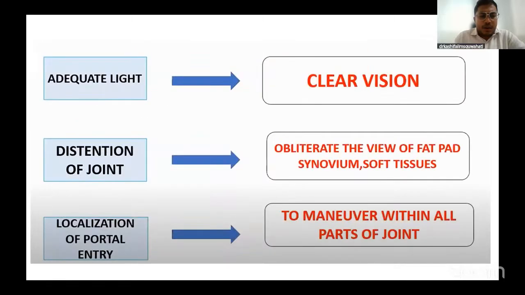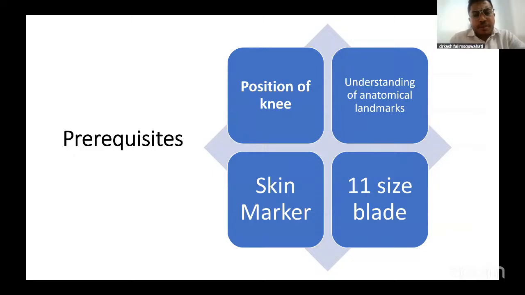So all of these are very important factors to clearly visualize the joint so that you can start doing what you need to do in order to get the right results. So the prerequisites is obviously the position of the knee joint, understanding the anatomical landmarks. I always have the skin marker, be it your thousandth case. It should always be there on the table, the marker pen and the blade to make the incision.